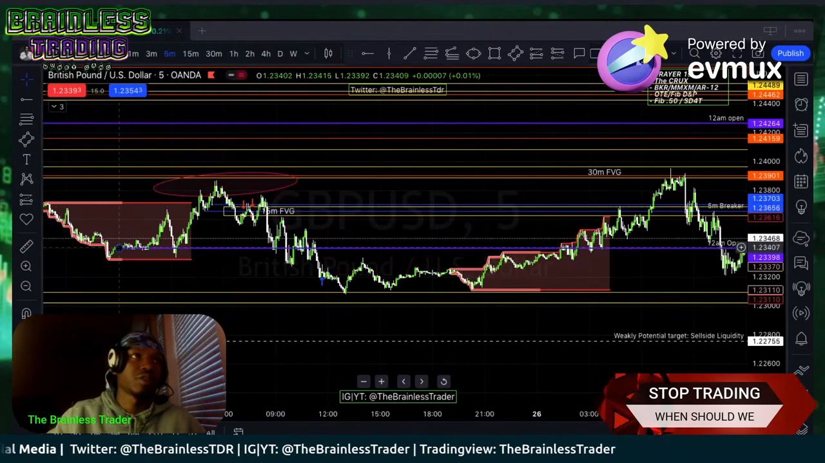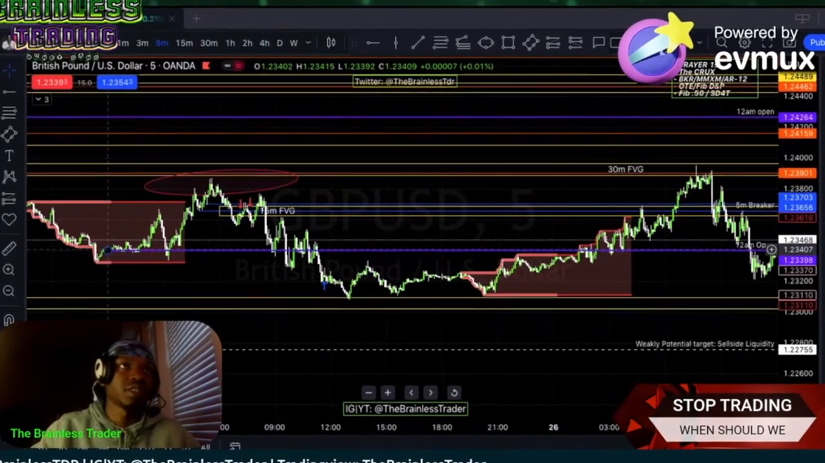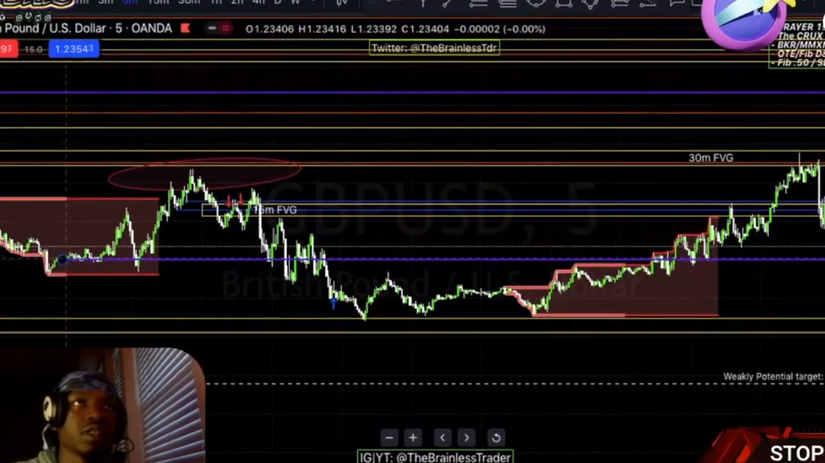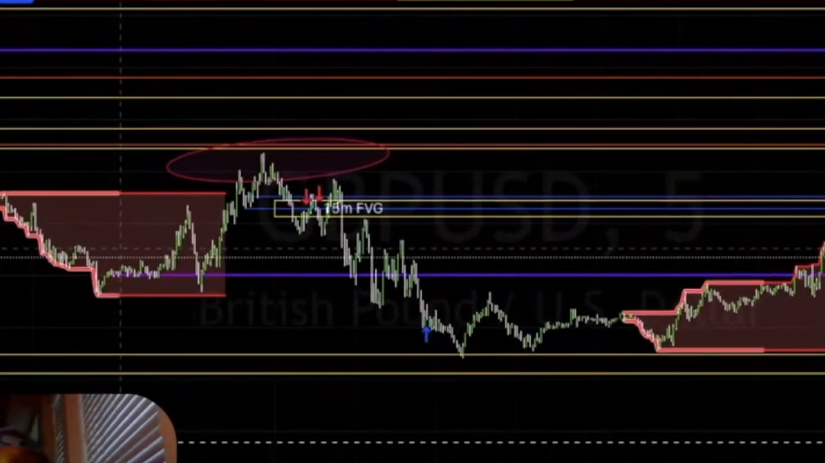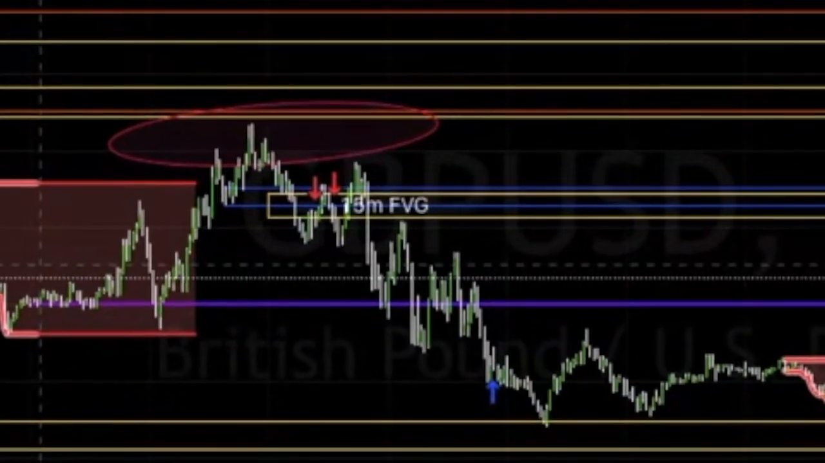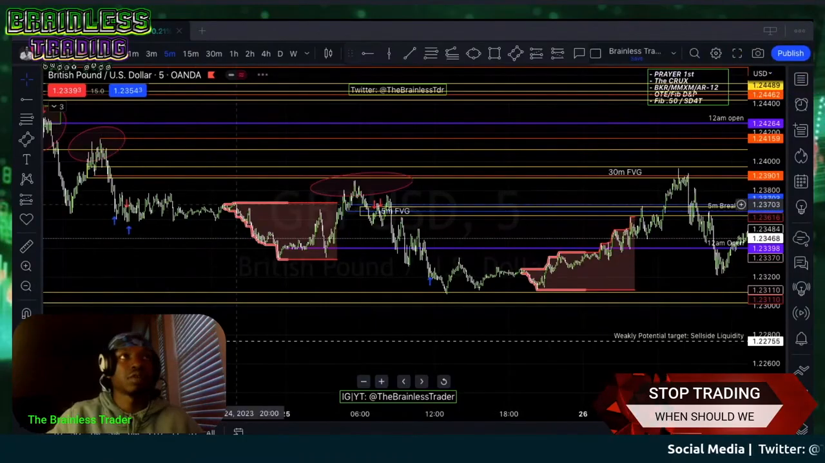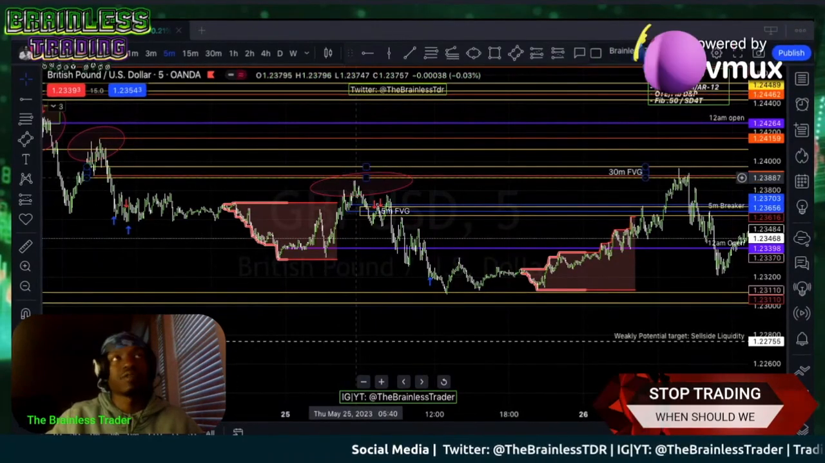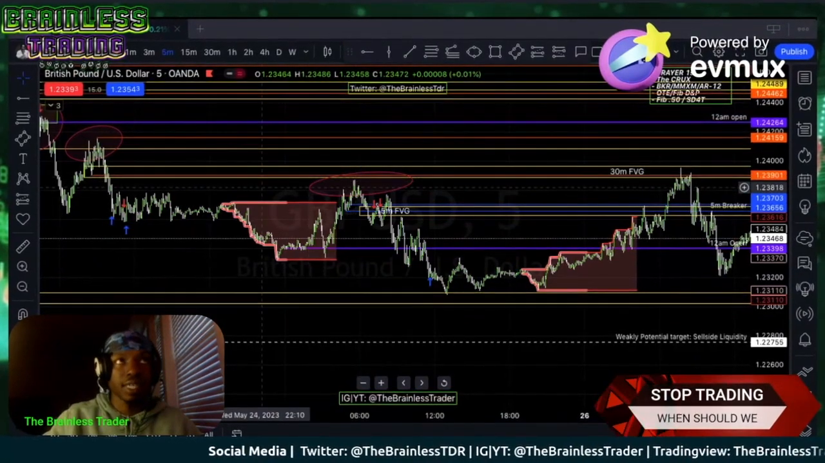12 a.m. open on Thursday was right here. Price is trading above it. Okay, we're looking. We have more confluence. Okay, we ran out buy side liquidity. Hey, doesn't even touch the PD array. You got fair value gap and an order block again.